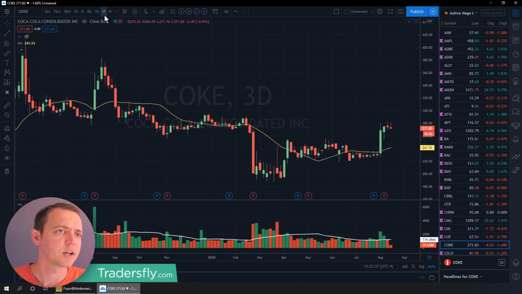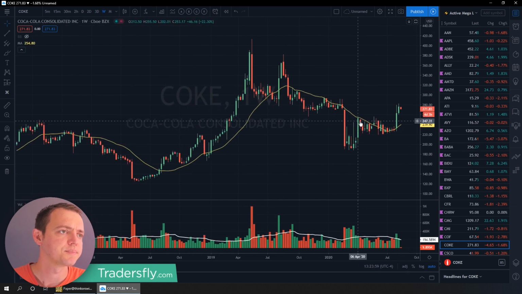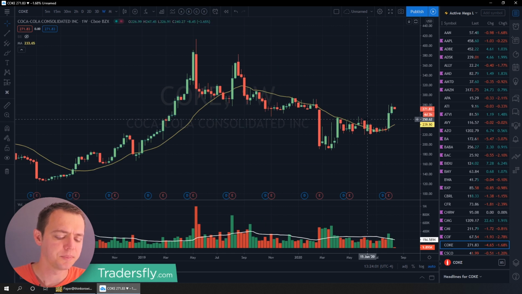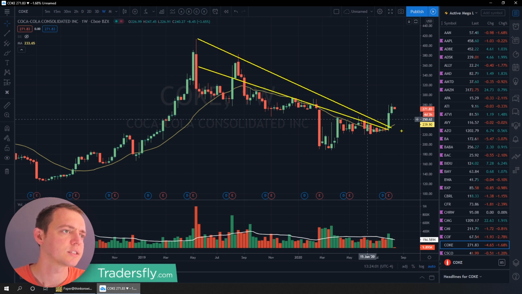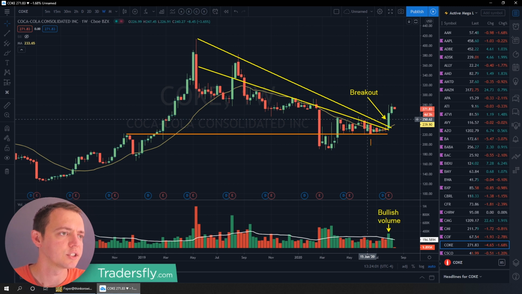And here, as we look at Coke, let's go into the weekly, which you'll be able to see as we check this out. You can see there's a couple of descending patterns here that I will show you. If you look at this, we've got kind of this descending pattern. Here's kind of your breakout. You also have a nice bullish volume right here. If you look at kind of some of the support levels here, you can see here's the support, whereas here's the resistance.